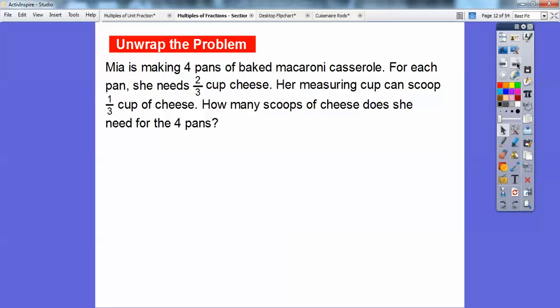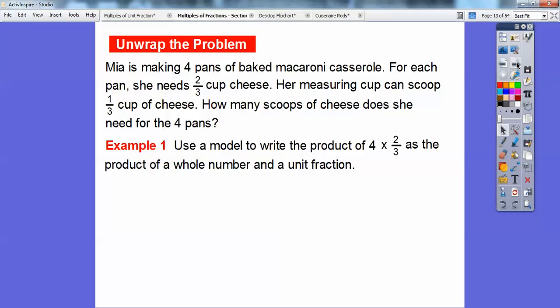Okay, so here we go. Mia is making 4 pans, or is it Maya? I don't know, Mia, I think. So she is making 4 pans of baking macaroni casserole. For each pan, she needs 2/3 cup cheese. Her measuring cup can scoop 1/3 of a cup of cheese. So how many scoops of cheese does she need for the 4 pans?